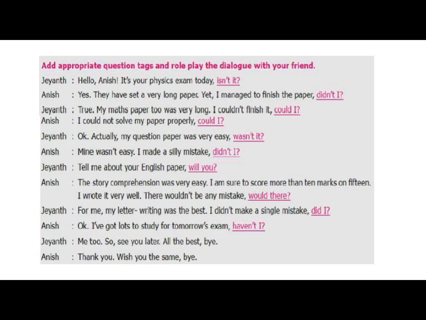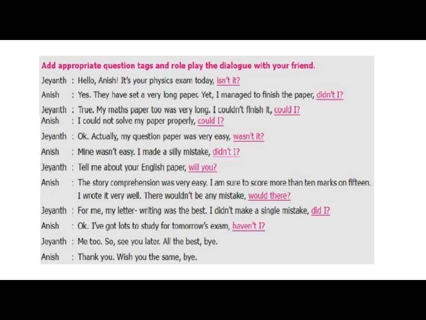Add appropriate question tags and role play the dialogue with your friend. Jayan: Hello Anish, it's your physics exam today, isn't it? Anish: Yes, they have set a very long paper, yet I managed to finish the paper, didn't I? Jayan: True, my maths paper too was very long, I couldn't finish it, could I? Anish: I couldn't solve my paper properly, could I? Jayan: Okay, actually my question paper was very easy, wasn't it? Anish: Mine wasn't easy, I made a silly mistake, didn't I?